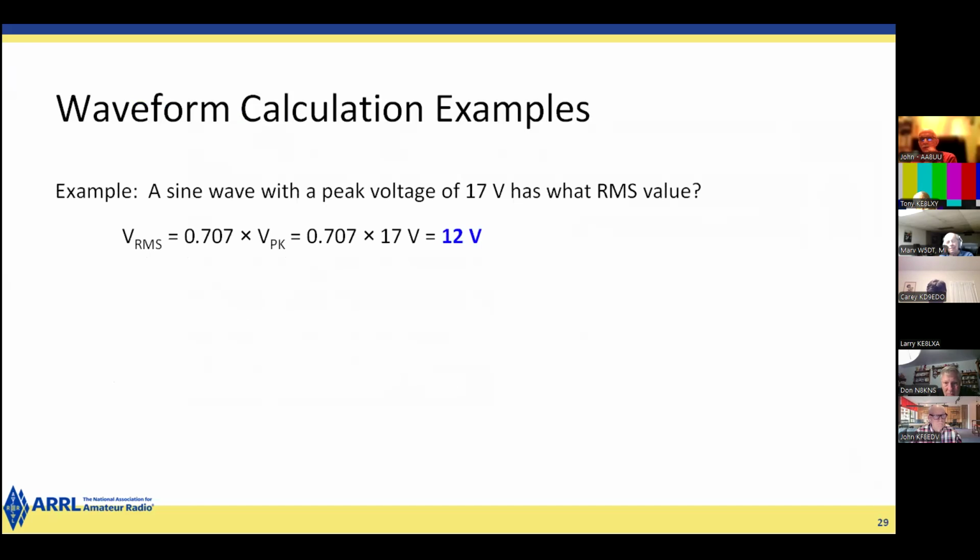Sine wave with the peak voltage of 17 volts has what RMS value? That's a pretty straightforward question. Just 17 times 0.707, which would give you 12 volts as the RMS value. If you have an AC voltmeter, that's what it's doing for you. It's doing the 0.707 times the peak. When we call it a 12 volt signal, we don't mean 12 volts peak to peak.